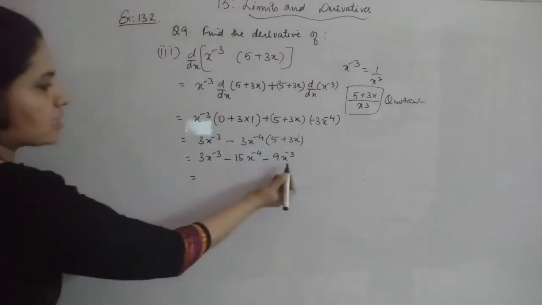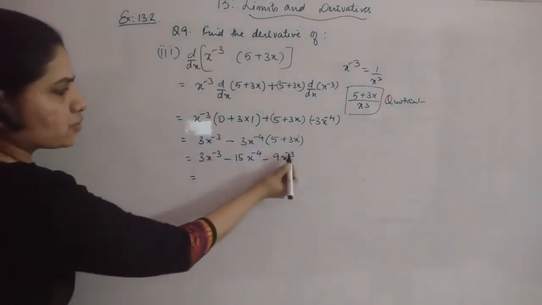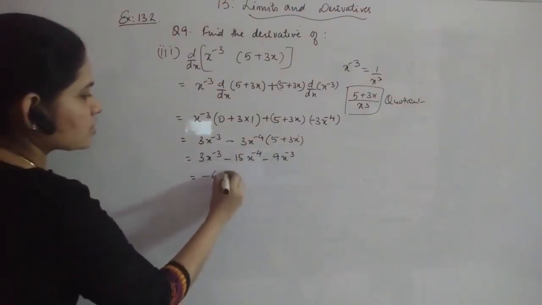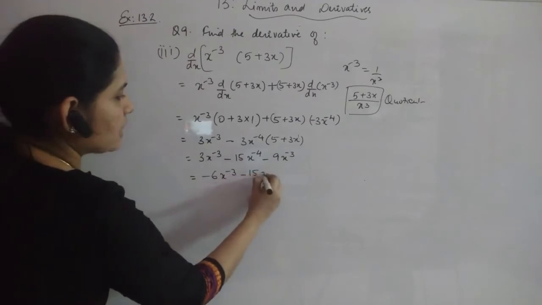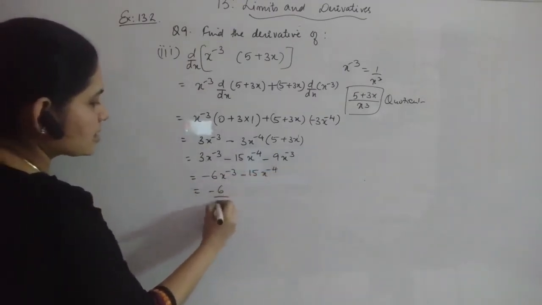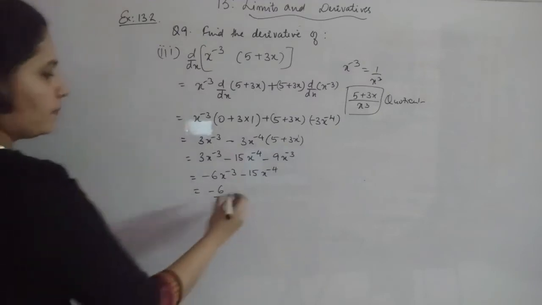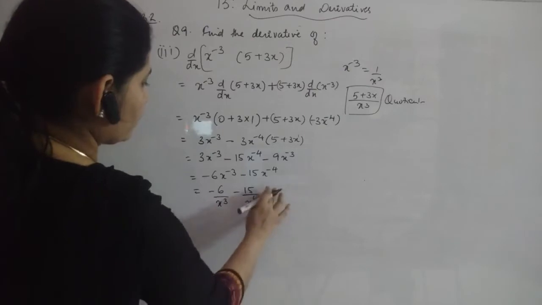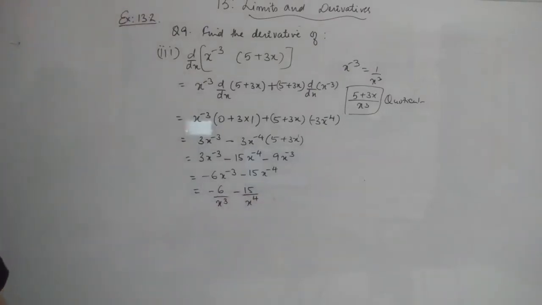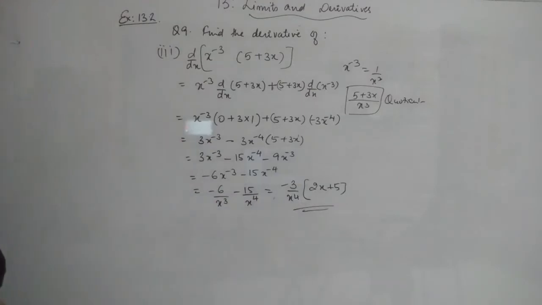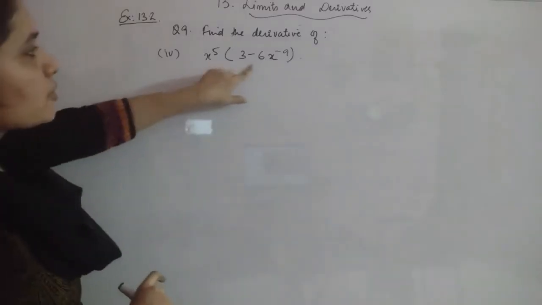Correct? Now what you will get, both have the same power. This is x raised to minus 3, this is x raised to minus 3, and these two will give you minus 6 x raised to minus 3 minus 15 x raised to minus 4. Or else you can rewrite this as minus 6 by x raised to 3 minus 15 by x raised to 4 also. Okay. This also you can take out the common and write the answer, or else you can stop here. Okay. Again in this problem you have two terms.